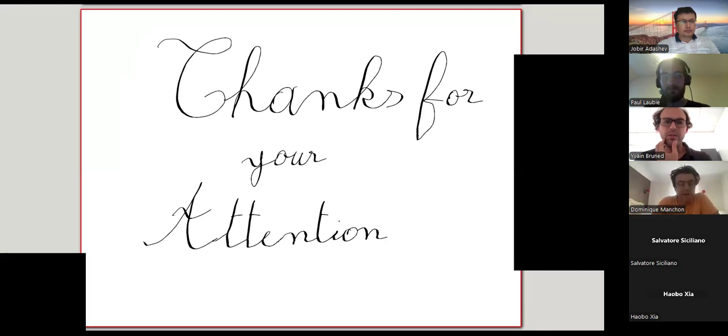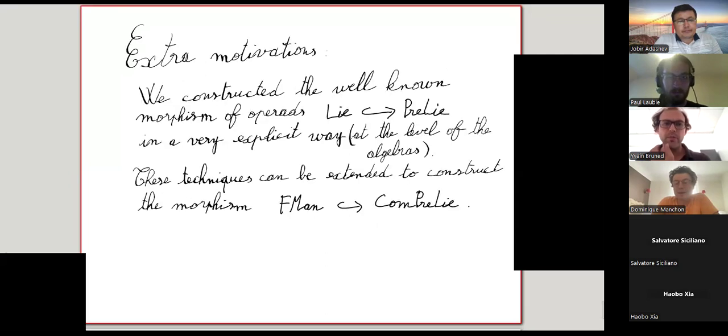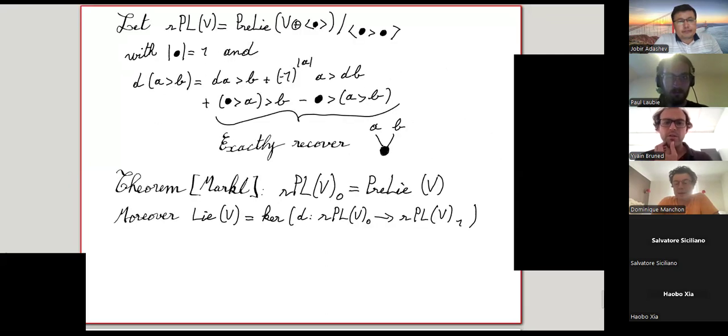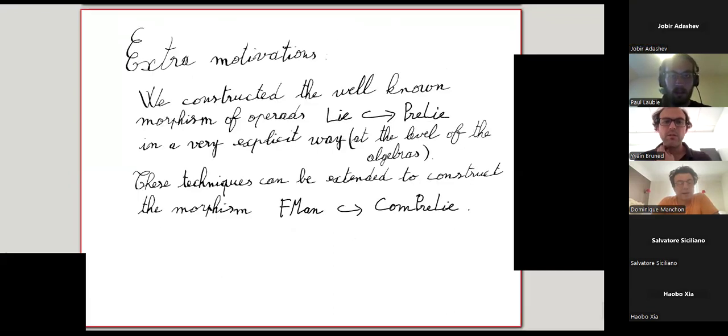I may start with one comment on the slide just before, when you talk about applications. Here you study these injections of Lie into pre-Lie, and then this extension that you did. Are there other injections that you can prove using these techniques, or are these the two main ones? Here you do F-manifold into pre-Lie. Are there others?